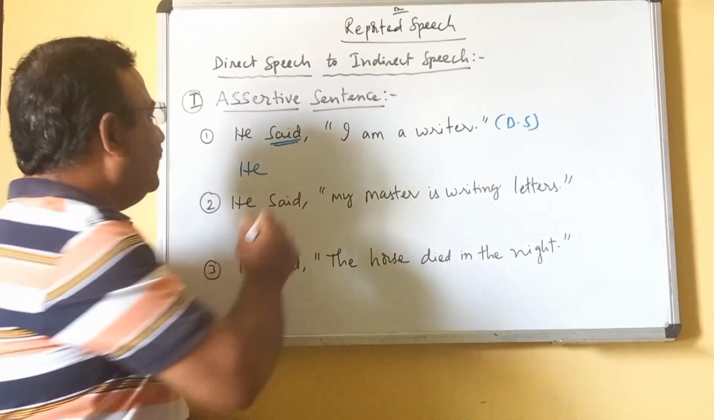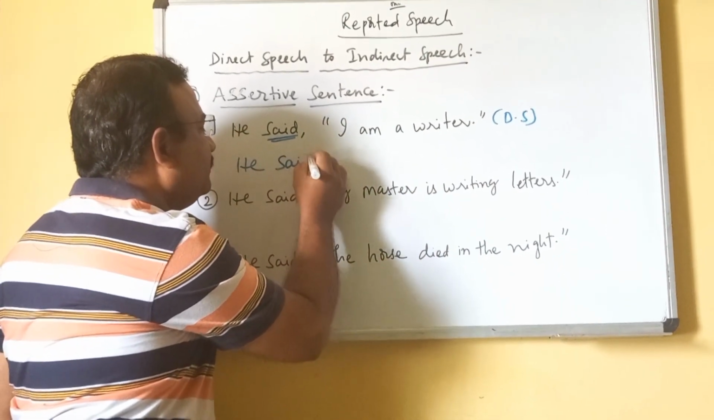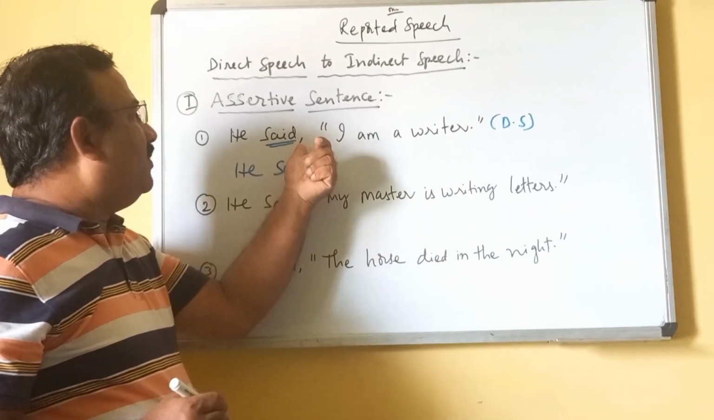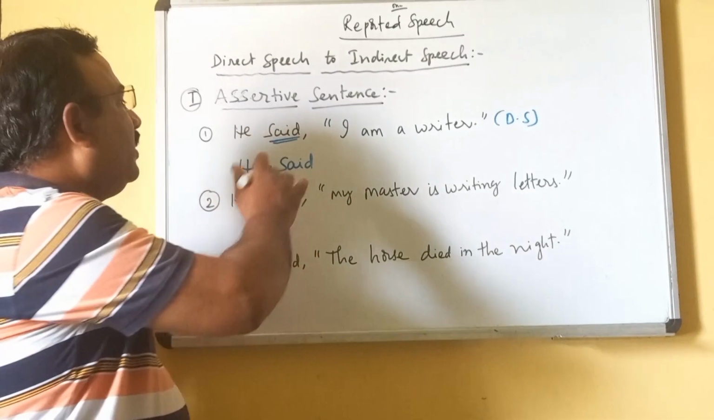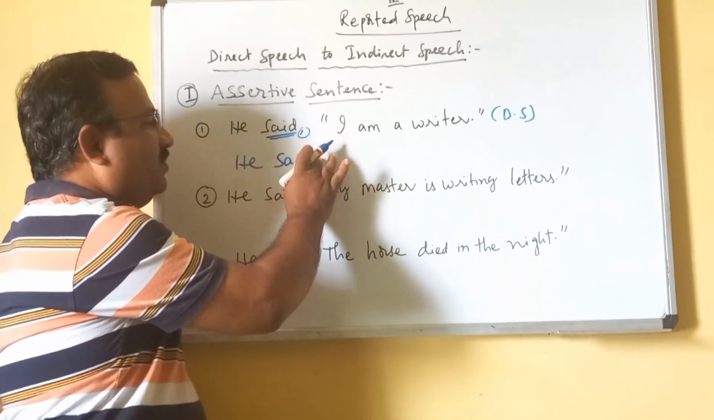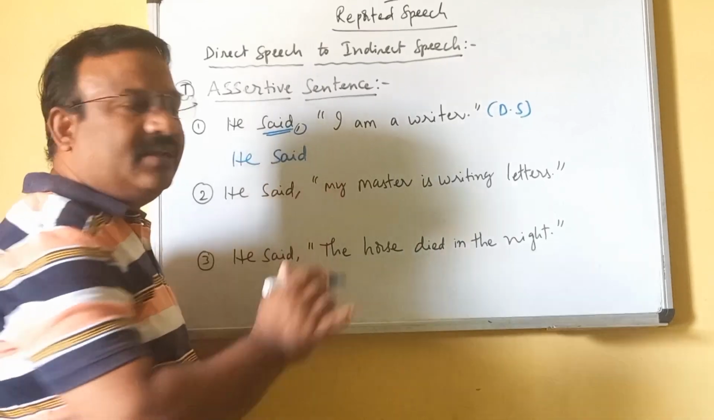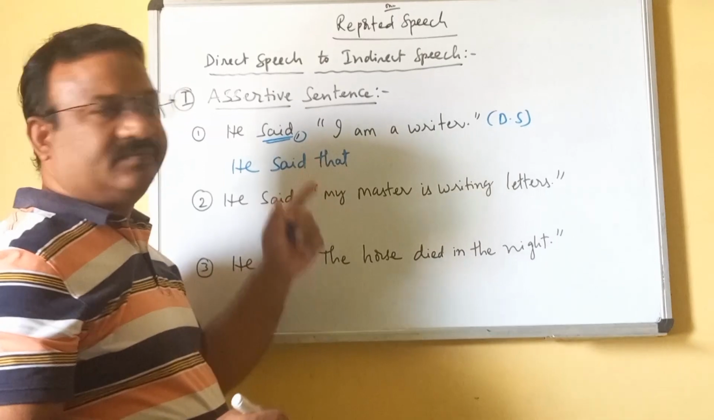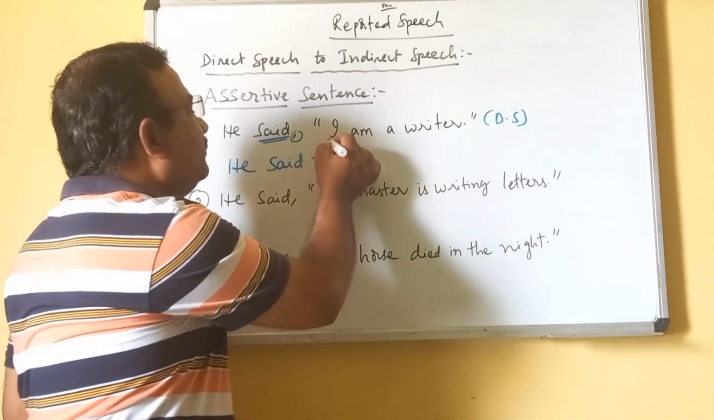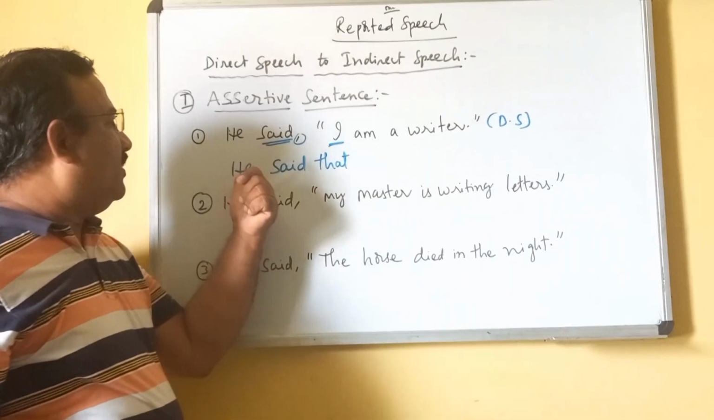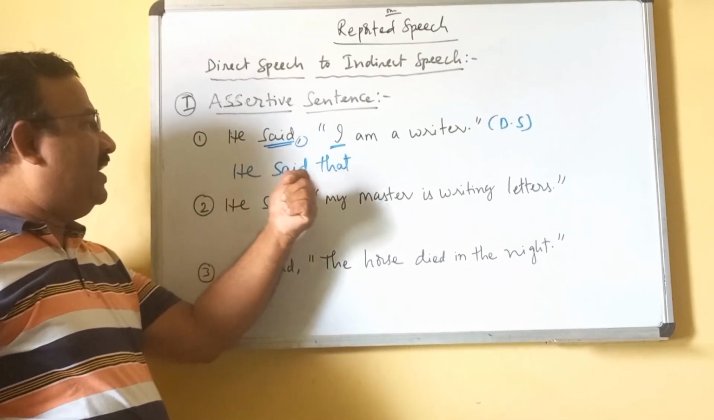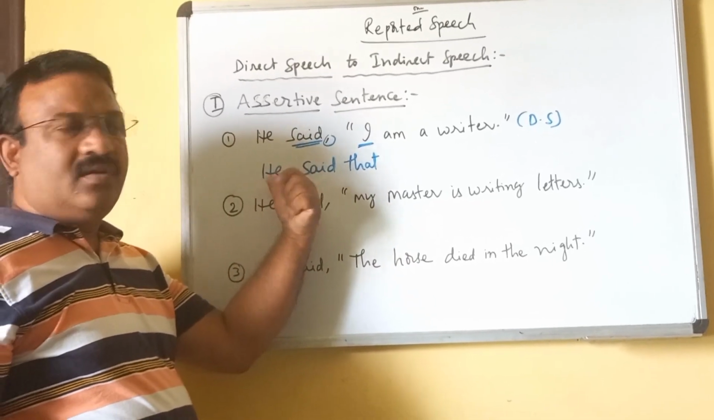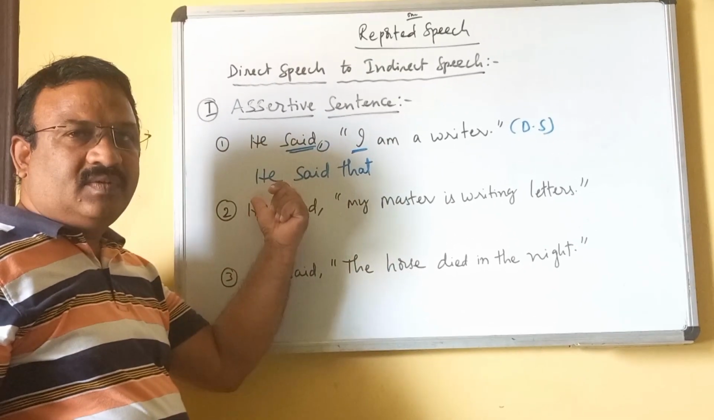Now, said. We have to remove that comma in the indirect speech, and we must add the conjunction that. He said that. Here the reporter is he. He said, I am a teacher. So here the reporter is he, so I will become he.